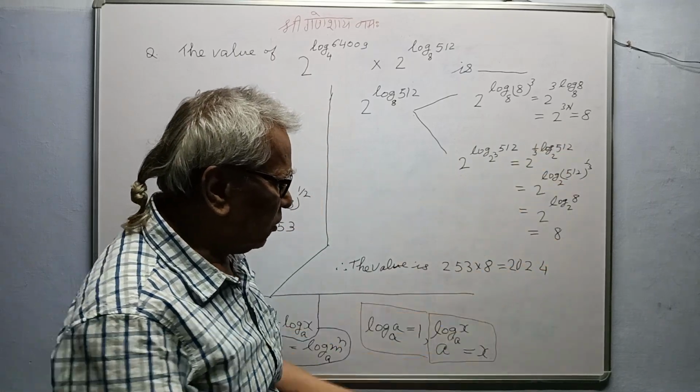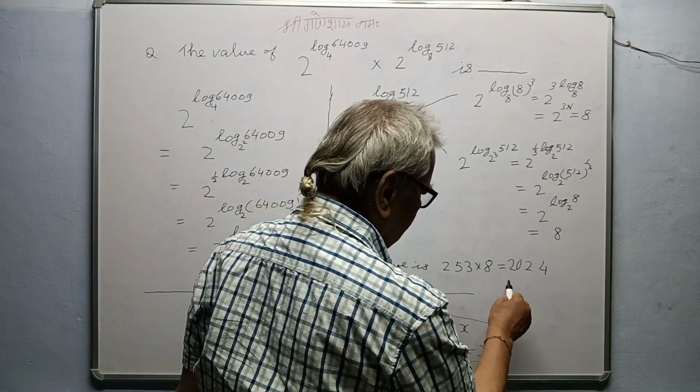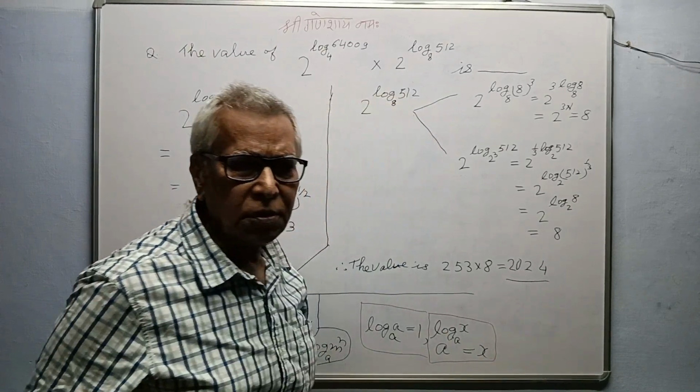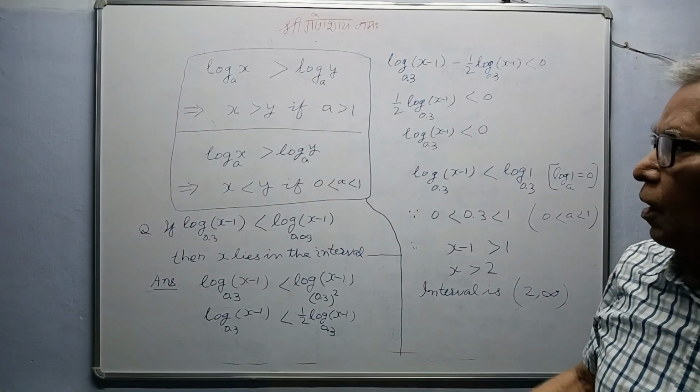So multiply by 8. This is equal to 2024. This is your answer. Thank you.